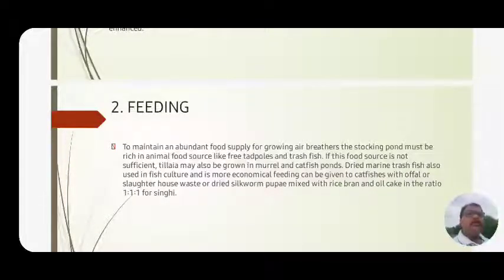It is also useful for the feeding. With this feeding we can increase, we can grow the air breathing fish culture.